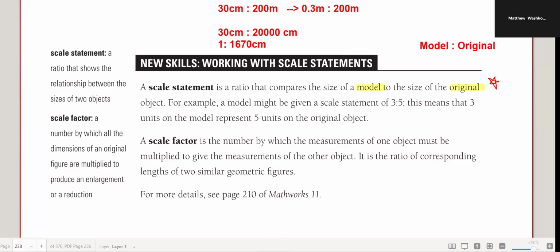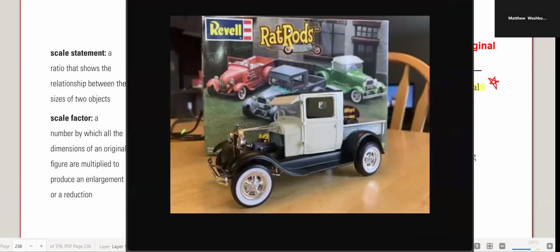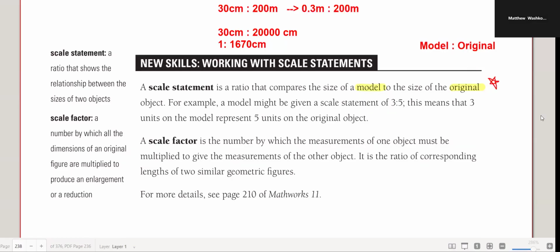Here we go. Aging myself here. Rat rods. So these, for example, might be like a 1 to 56 or something like that, like a 1 to 32, which means the real one is 32 times bigger. But the wheel is 32 times bigger. The door is 32 times bigger. The light is 32 times bigger. But as you can see, it looks like the actual vehicle in this case, right? Because it keeps up with that scale. So that's what a scale statement is.